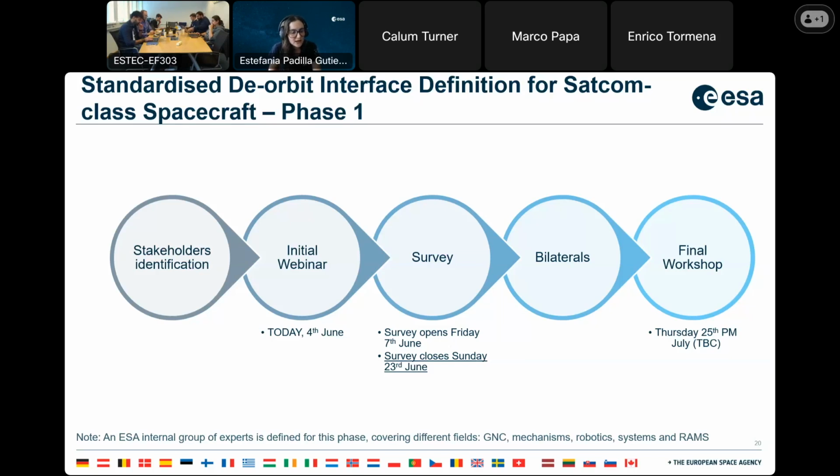Then we will have different bilateral meetings with industry, depending on the answers received from the survey. Maybe we need clarification on some points. So this will be something defined case by case. Maybe for some surveys there is no need for a bilateral, but for others there is. So this is something that we will define depending on the content and the results and the answers of the survey.